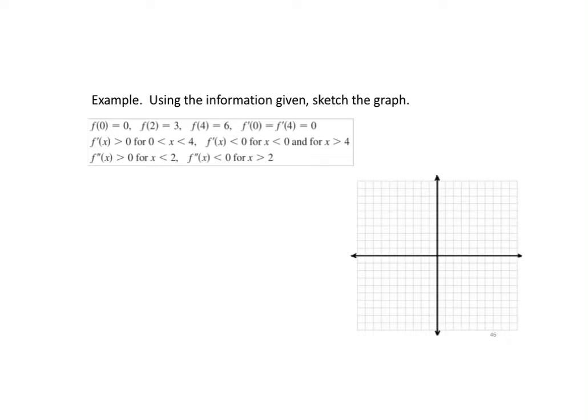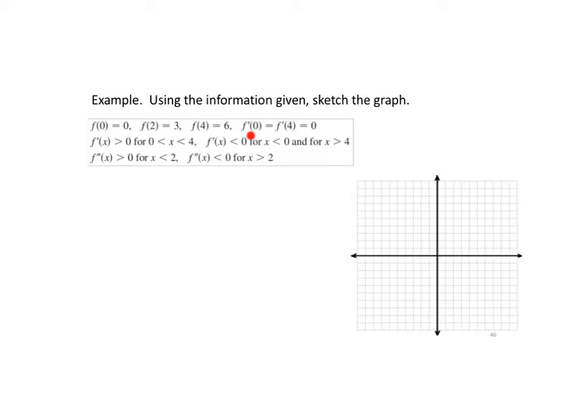Let's look at a different type of problem where we're not given the formula for the function, but we have to try to figure out how to sketch the graph based on the given clues. We're given that f of 0 is 0, f of 2 is 3, f of 4 is 6. These are all points we can actually plot.